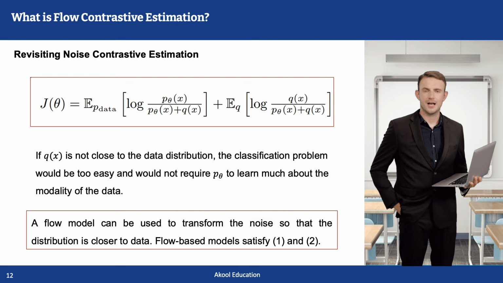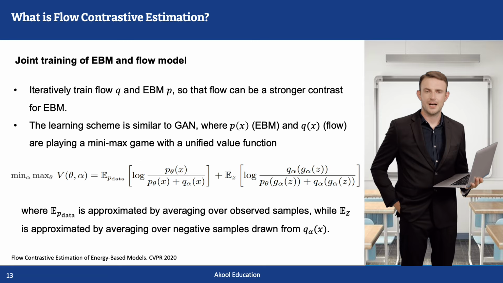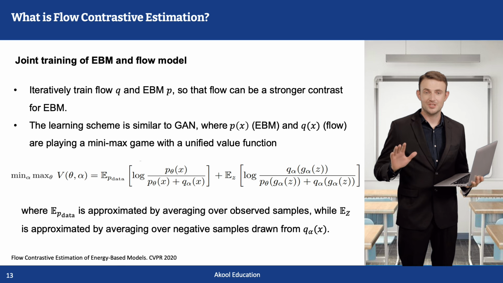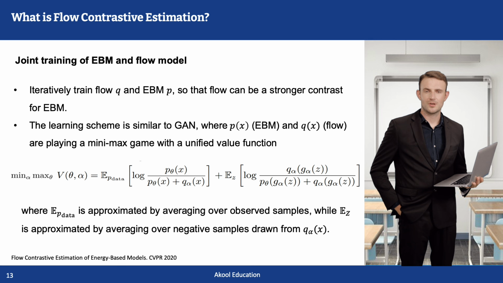So, the success of NCE relies heavily on choosing a good contrast distribution Q, and this motivates flow contrastive estimation, where the noise distribution is learned adaptively through a flow-based model. Now let's look at how the energy-based model and the flow model are jointly trained in flow contrastive estimation. The idea is to iteratively train both the flow distribution Q and the energy-based model P so that the flow becomes a stronger and more adaptive contrast for the energy-based model.